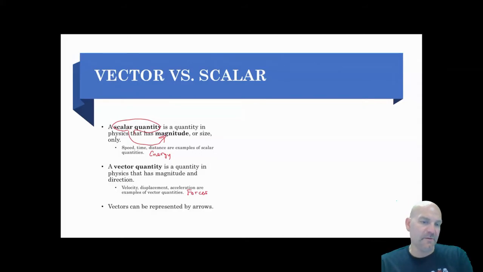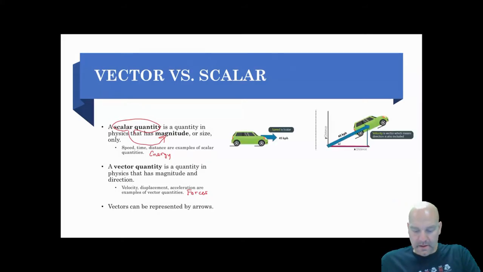And then again, we can represent vectors in different ways. One way is by using an arrow. And here is just a quick little picture. If I just say 45 kilometers per hour, that's a speed and it's a scalar, because it doesn't tell us which direction it goes in. So if you look at the speedometer on your car, you're given the speed because it doesn't give you the direction.